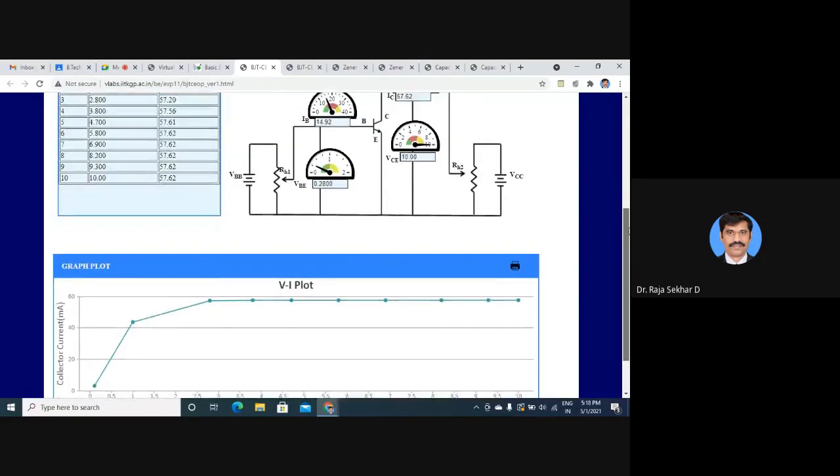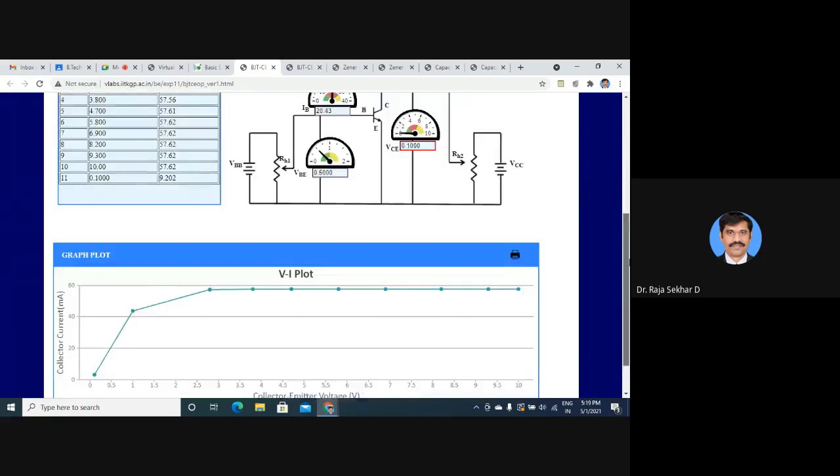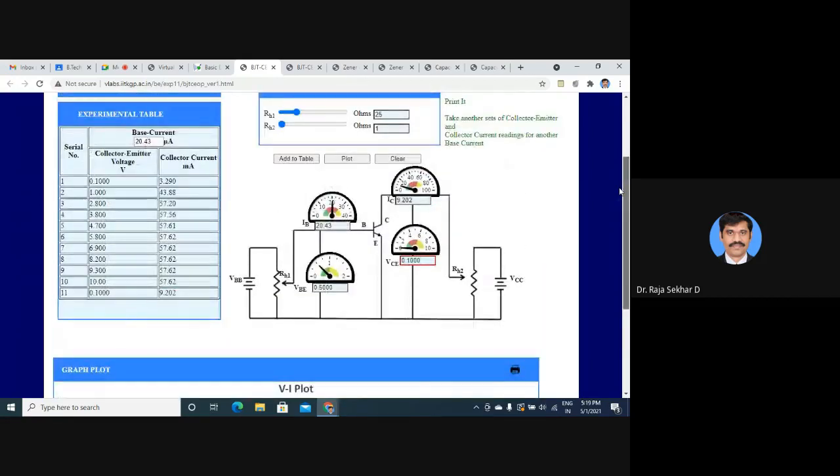So this is for one fixed value of IB. Similarly, you can fix IB at a different value, say 20 microamperes. Now change resistor 2 and find the VCE as well as IC, like this. So for different fixed values of IB, you can draw the graph.